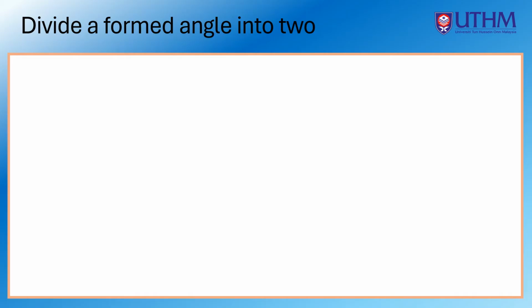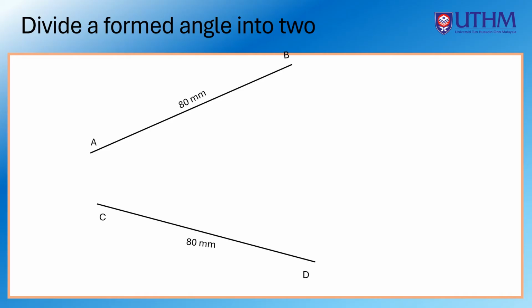Next method is we want to divide a formed angle into two. There is a line AB and CD that creates an angle. AB is 80 millimeter and CD is also 80 millimeter. Then, using your compass, create two curves from the line AB and CD with a radius of R. It is the same radius you used before.